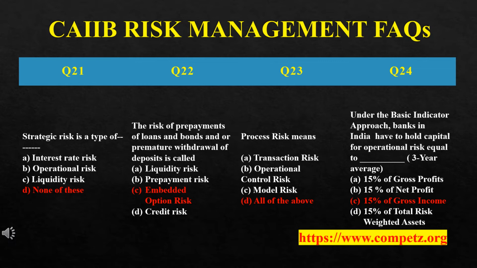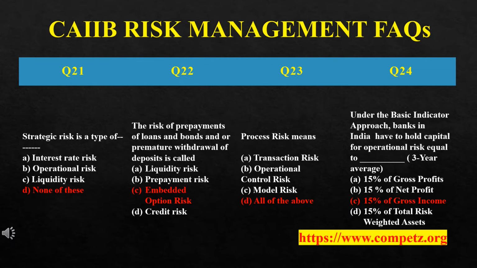Then comes the next question, the last question in this slide, under the BIA. BIA means basic indicator approach. Under the basic indicator approach, banks in India have to hold capital for operational risk equal to dash. You may be knowing, friends, because you are already a banker. So see, under the basic indicator approach, Indian banks have to hold capital for operational risk, which is equal to dash.